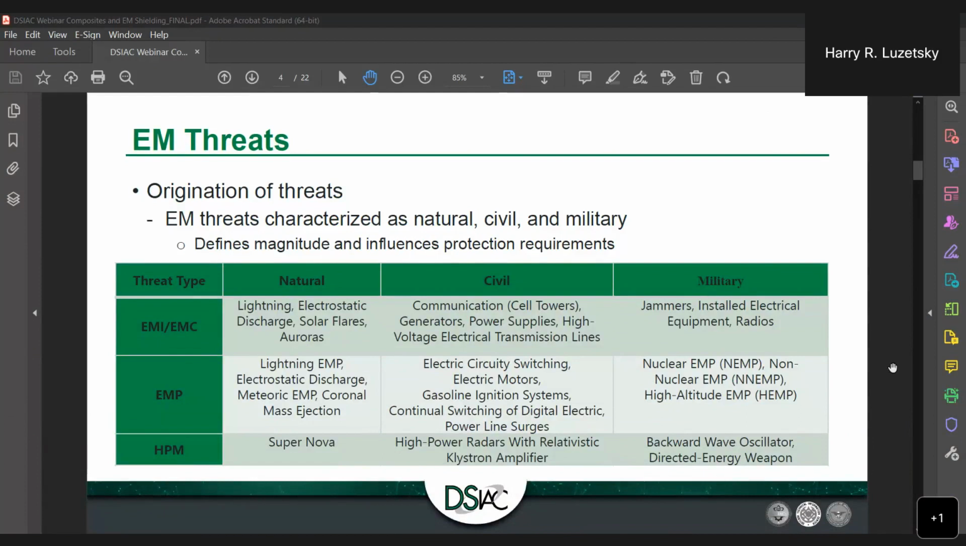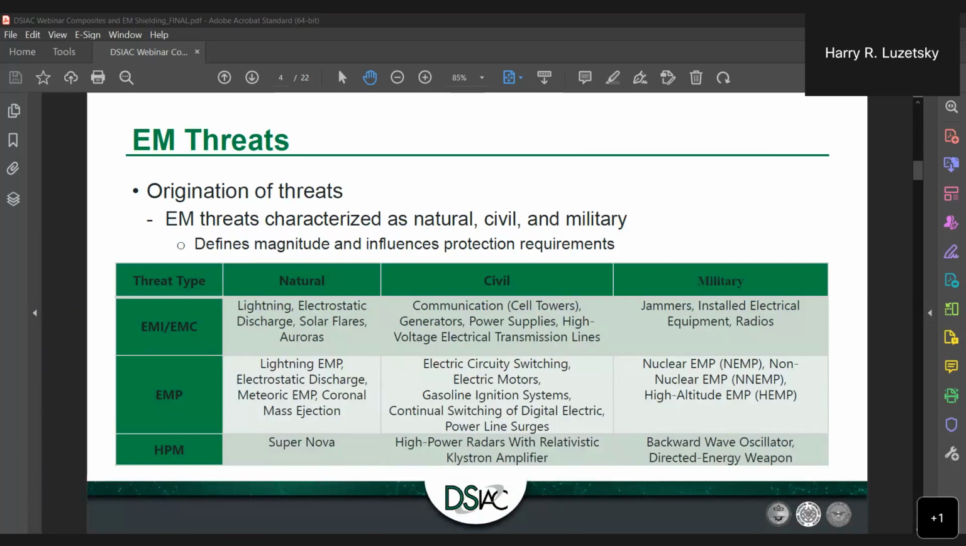For EMP, there's the lightning. There's also, again, we start looking at coronal discharge, things that occur within the universe, if you will, in our solar system. For the civil, there's circuitry, motors. But when it comes to military, we're talking about nuclear EMP, also NEMP, non-nuclear EMP. And by the way, EMP is electromagnetic pulse for those who are unfamiliar with that.